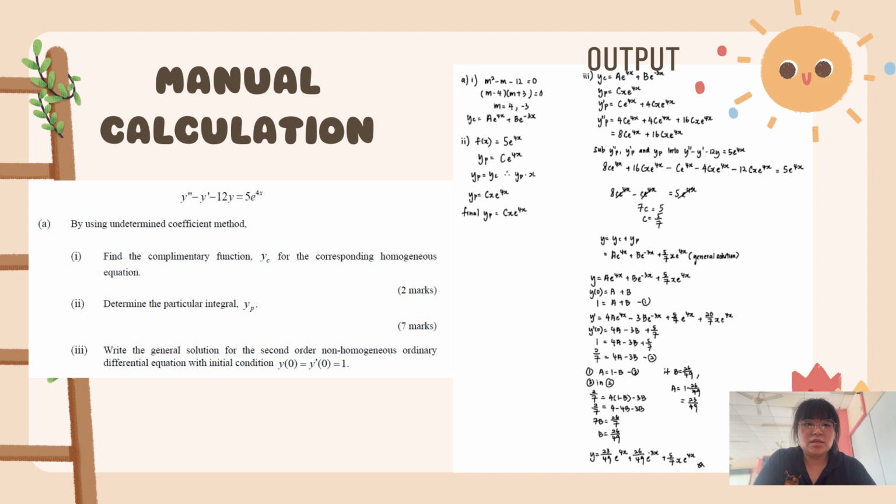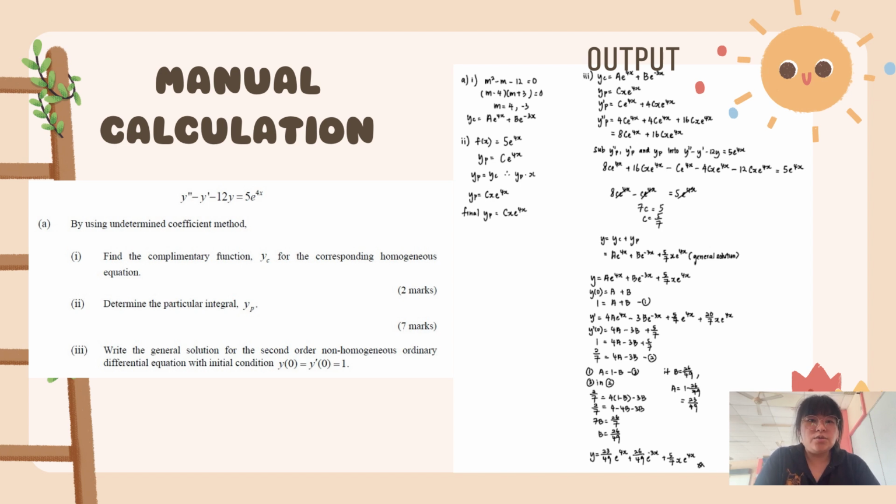For question 3, we are asked to write the general solution for the second order non-homogeneous ordinary differential equation with initial conditions: when x is equal to 0, y is equal to 1, and when x is equal to 0, y prime is equal to 1. We can get that yc is equal to ae to the power of 4x plus be to the power of negative 3x, and yp is equal to cxe to the power of 4x.